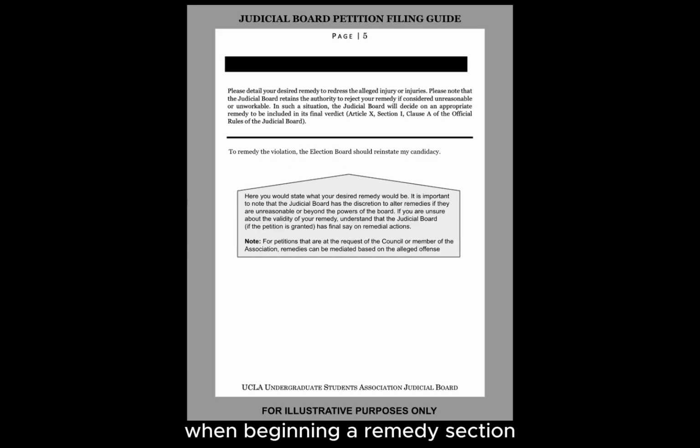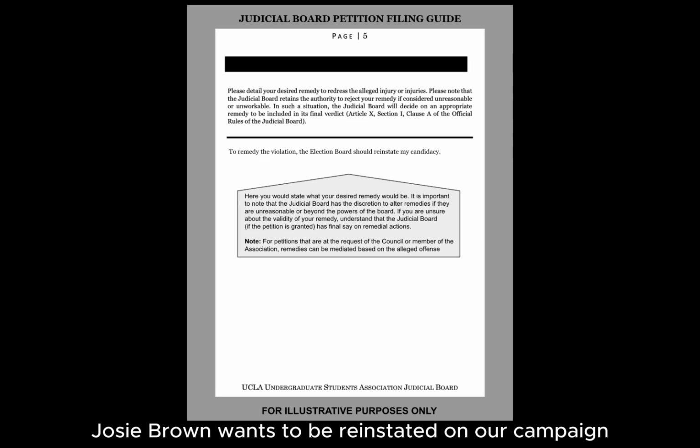When beginning a remedy section, please note the key phrase: unreasonable/unworkable remedies will not be implemented. In terms of election board cases, the most common remedy involves reinstatement and/or allowing election results to move forward into the appointment stage. Judicial Board has the ability to support these remedies. For example, Josie Bruin wants to be reinstated on her campaign.